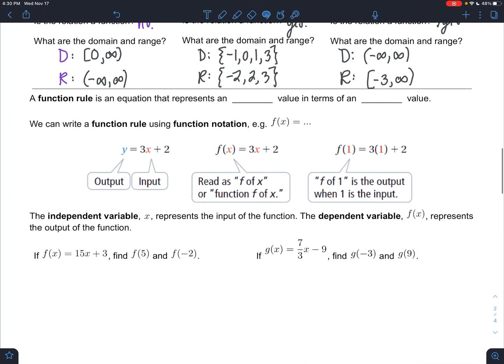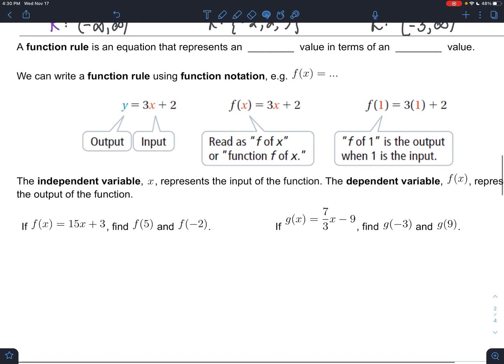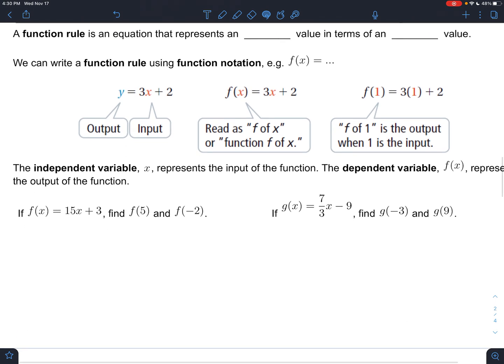All right, so let's do some function rule stuff real fast. I don't want to bore you too much with this. I might just do one of them, then give you time to do the other during a pause, and I'll give you the answer.